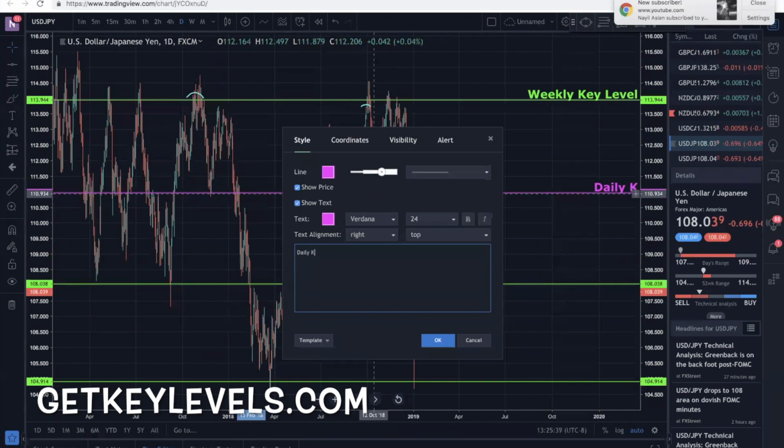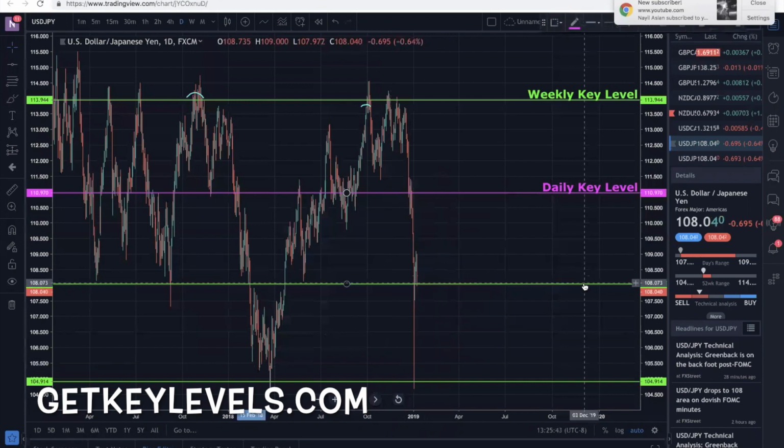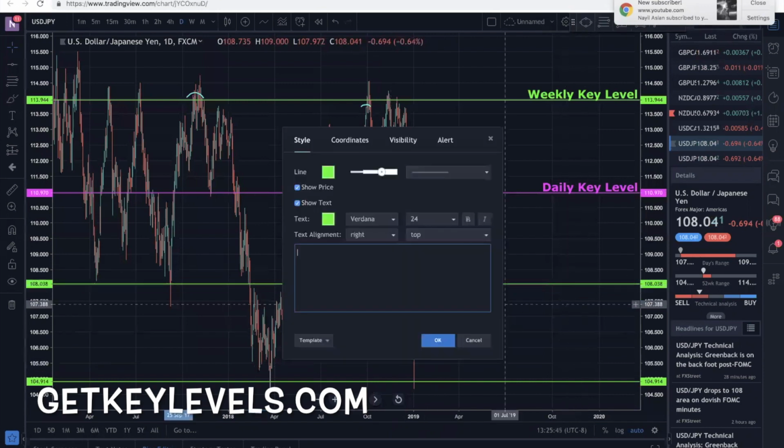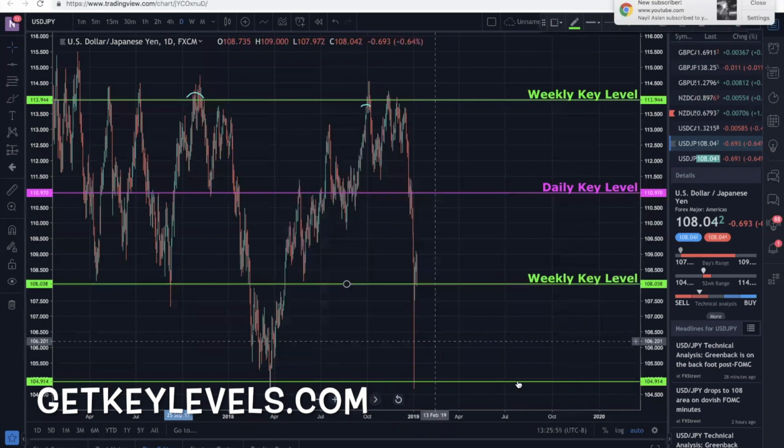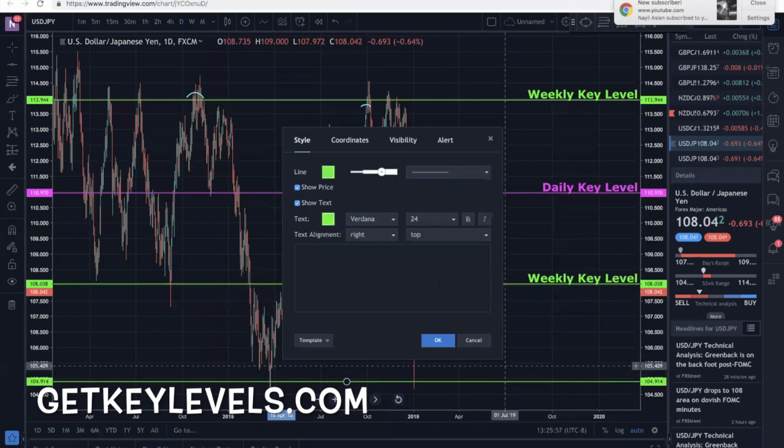So daily key level. Go to mark these ones up. So this would be a weekly key level. One question I get asked is, hey, are you looking for one more than the other? And the reality is weekly key levels have more data in it. So I do go ahead and give that a little bit more significance.